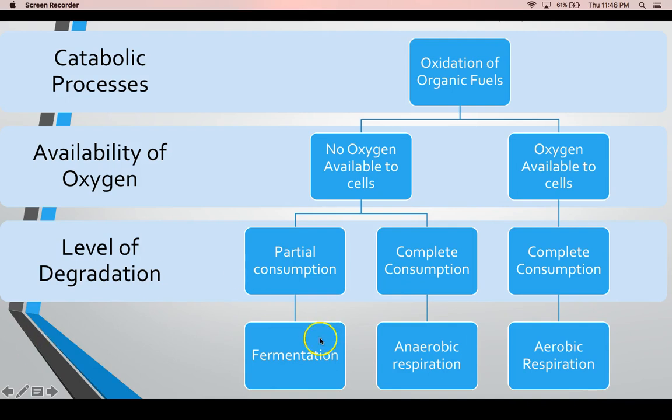So if oxygen is present, which is what we see here, oxygen available to the cells, that process is going to be a complete consumption, so a complete breakdown of that organic fuel, and that is called aerobic respiration. Now, if there is no oxygen available to the cells, there are two possibilities. There will either be a partial consumption or a complete consumption of the organic fuels. If the organic fuels are only partially consumed, that's fermentation. However, if they are completely consumed, then we have anaerobic respiration.